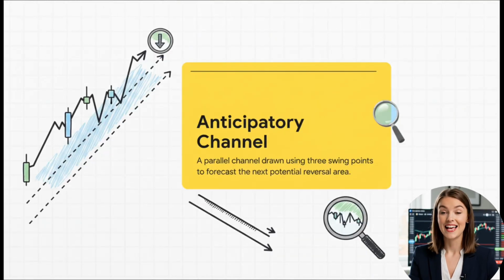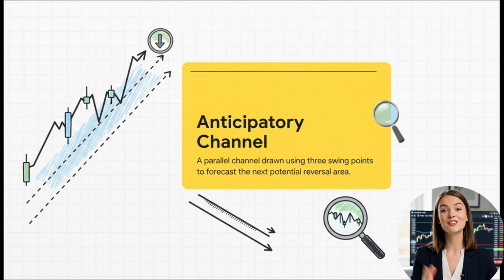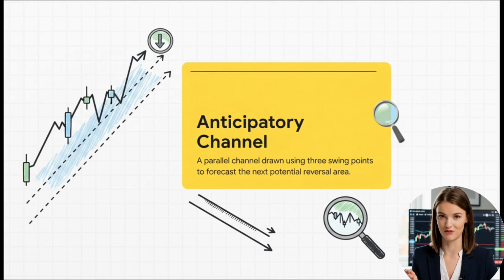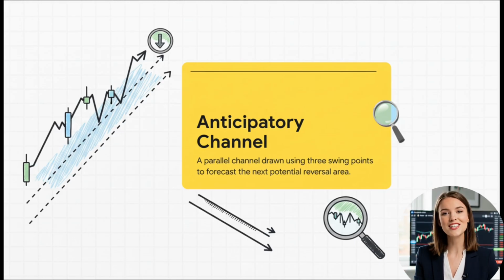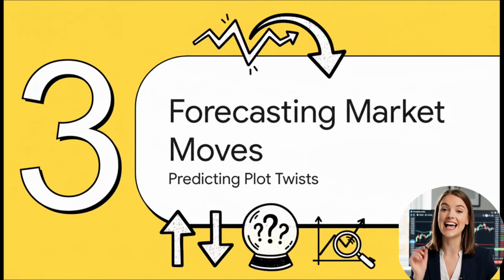We can even get a little clever and use the trend's own geometry to guess its limits. If you take 3 major turning points on the chart and connect them with a parallel channel, you create what's called an anticipatory channel. And this thing can project the area where the next big move might just run out of gas and turn around. It's surprisingly accurate.